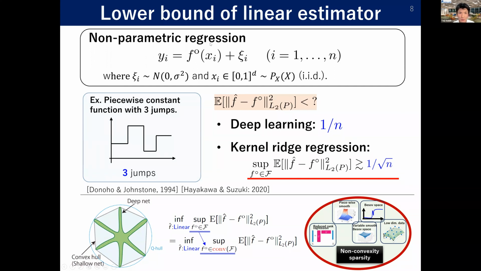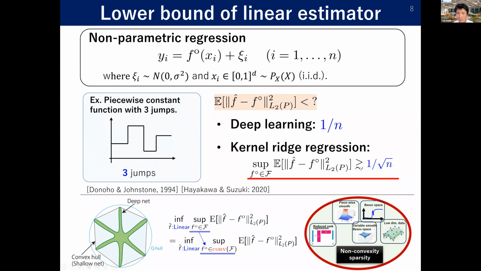This is just a non-parametric regression problem, and we assume that the true function is in a class of very simple piecewise constant functions with 3 jumps like this. Maybe 3 can be 4 or 2, anything is okay. But anyway, here we consider a 3-jump piecewise constant function. We know that there are 3 jumps, but we don't know the locations.